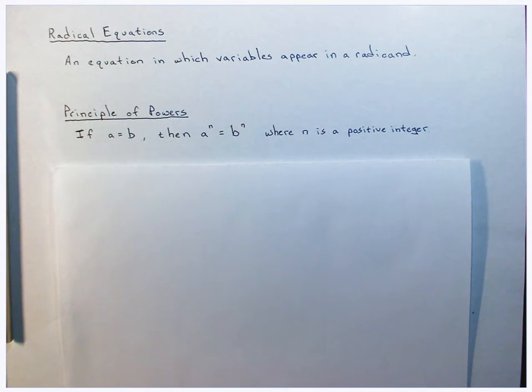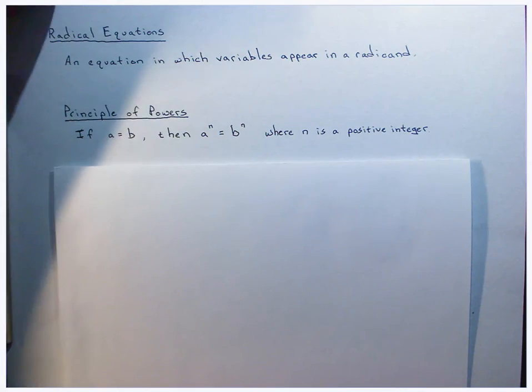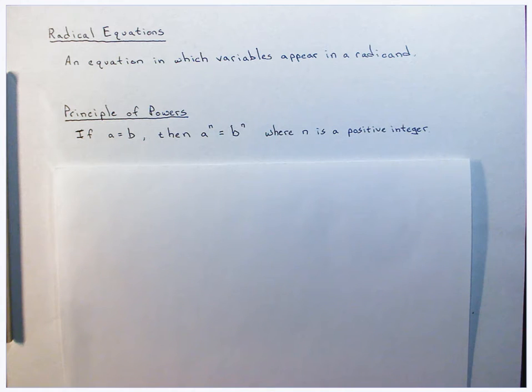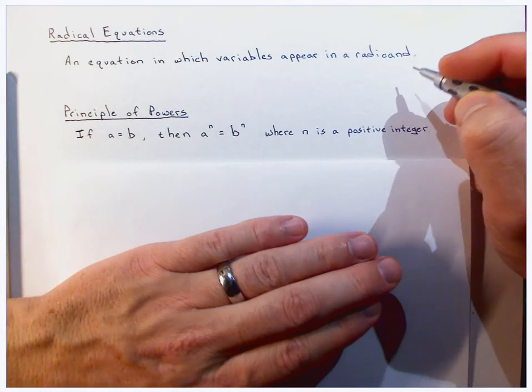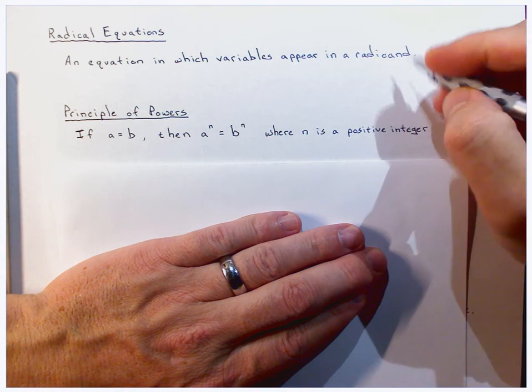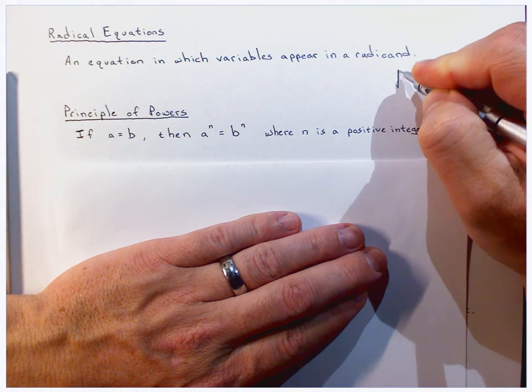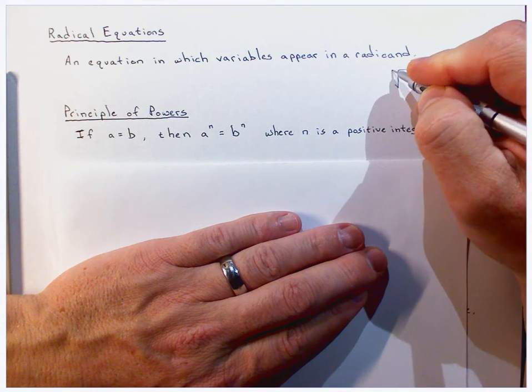Hey guys, let's talk about radical equations. Radical equations are equations with what you'd be familiar with as the square root symbol. It's an equation in which a variable appears in a radicand. Hopefully y'all remember, this is my square root symbol. There's an understood 2 to be written there.